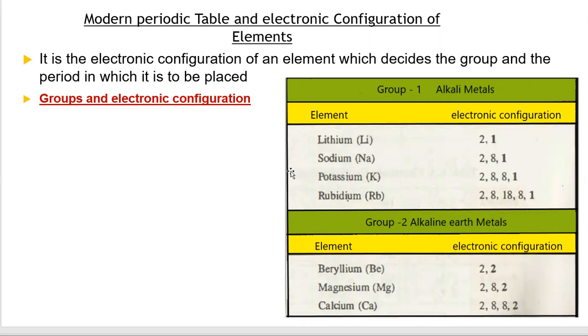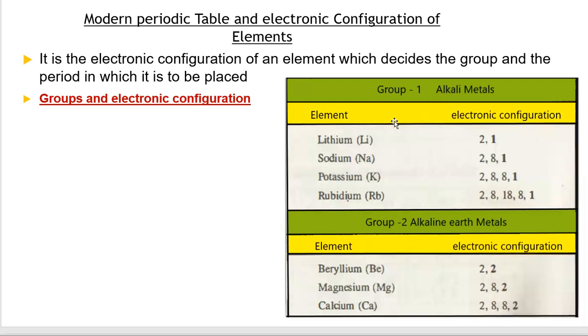So we are going to discuss how to find out the group or period on the basis of electronic configuration. Very important question. In the exam, the atomic number will be given. You have to write the electronic configuration and then find out the period and group to which the element belongs. It can come as a 2 mark question. Very important. Listen carefully.